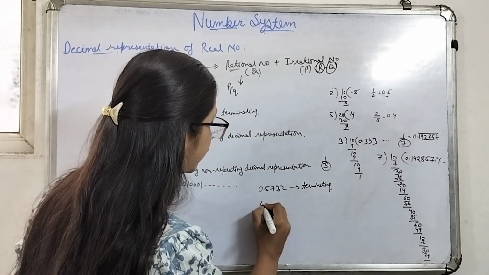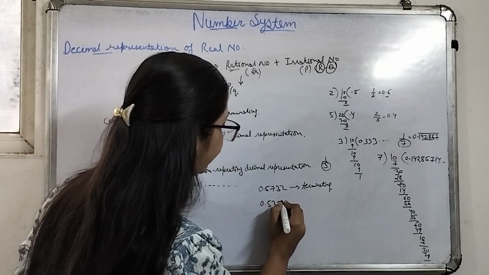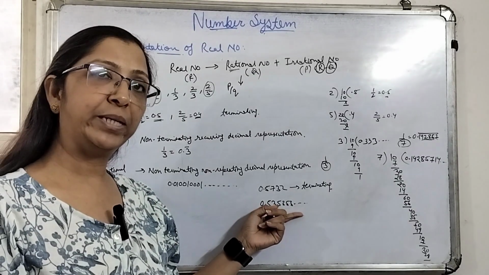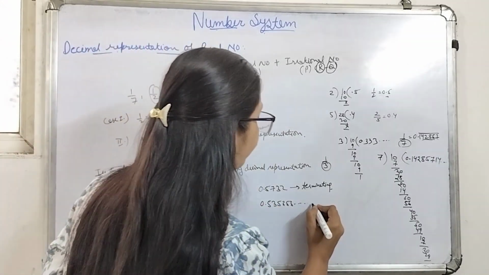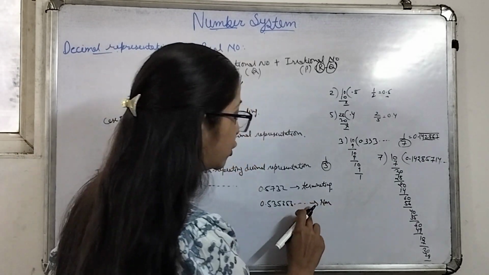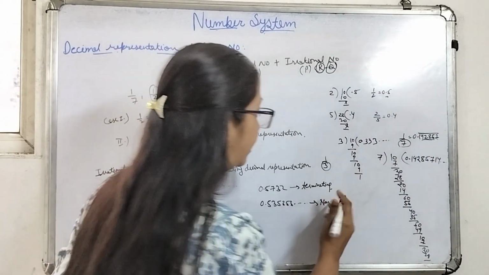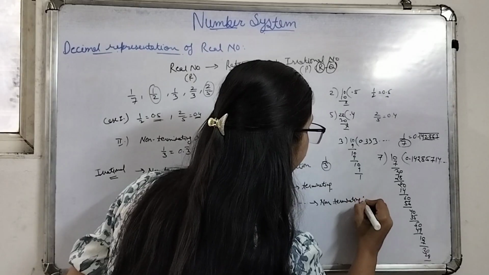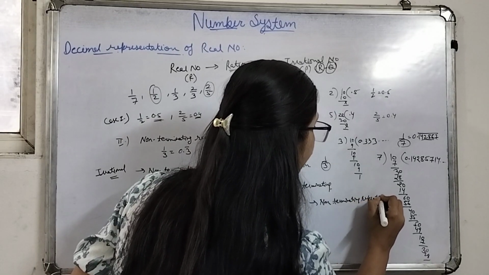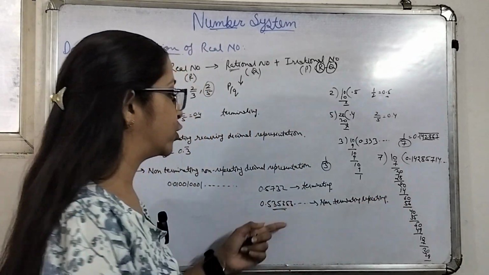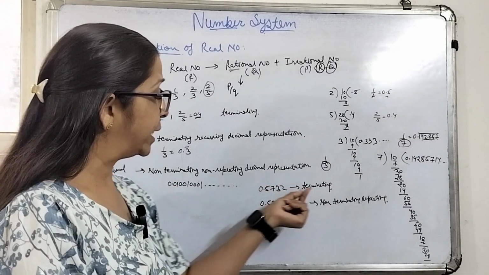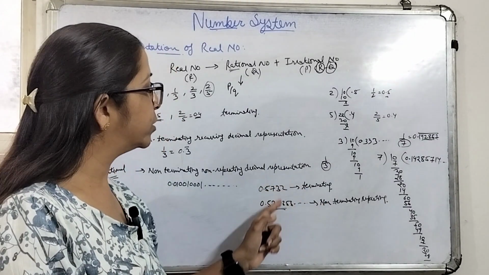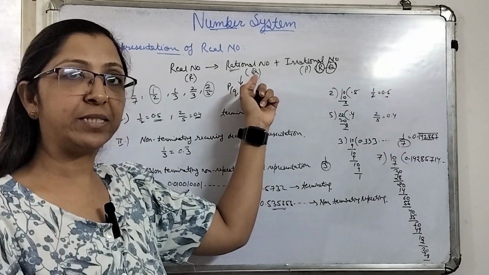If your number is like 0.535353 ... Here we can see that 53 is repeating again and again. So it is your non-terminating, because the dot is there, that means it has not terminated. So non-terminating, repeating type of decimal representation, and it is a case of your rational number, because either it is terminating or it is non-terminating repeating, both are rational number types of representation.